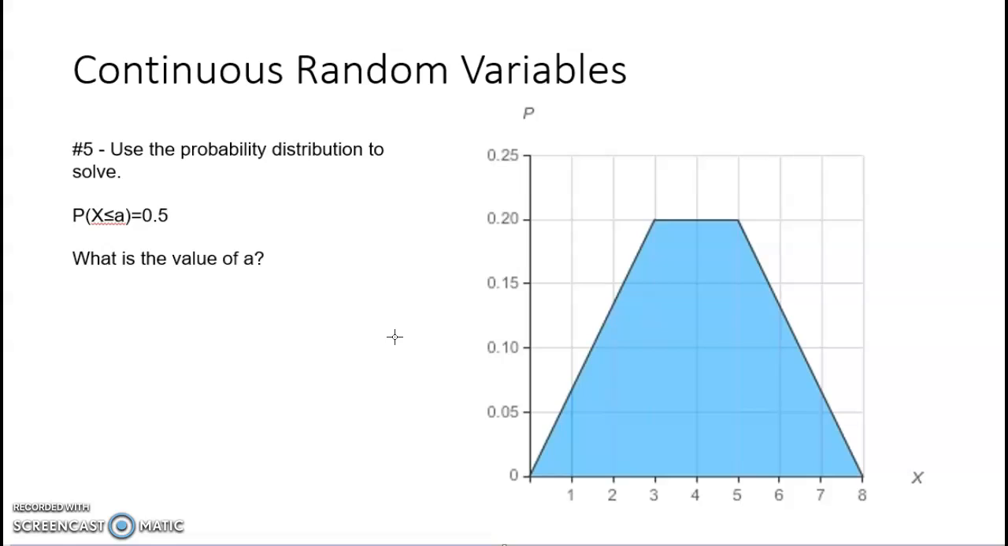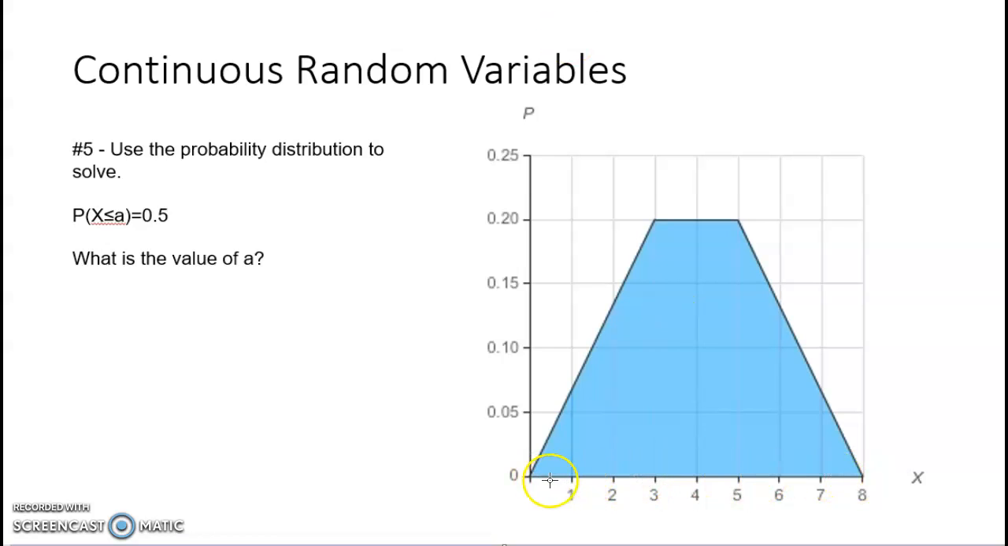Number 5 is a little different. It says use the probability distribution to solve. The probability that x is less than or equal to a is equal to 0.5. What's the value of a? So for this one, they've given us the probability and they want us to find the x value. The probability that x is less than some number is equal to 0.5. So what we want to do is take this trapezoid and find the center of it. We want to divide it exactly in half, find the middle. So let's go ahead and do that.